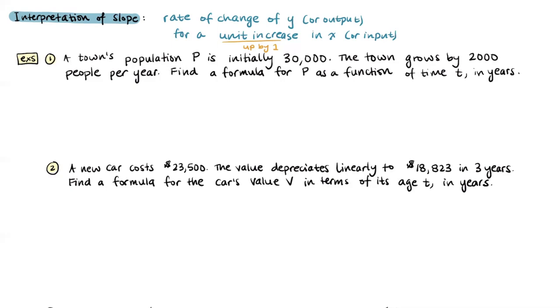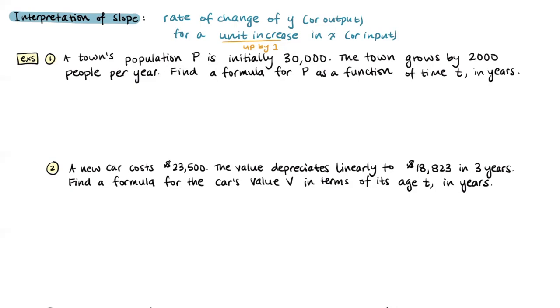So for example, in example 1, we have a town's population, and we'll call it P, so that's our output, capital P for population. It is initially 30,000, and the town grows by 2,000 people per year. We find a formula for the population as a function of the time t, little t, in years.